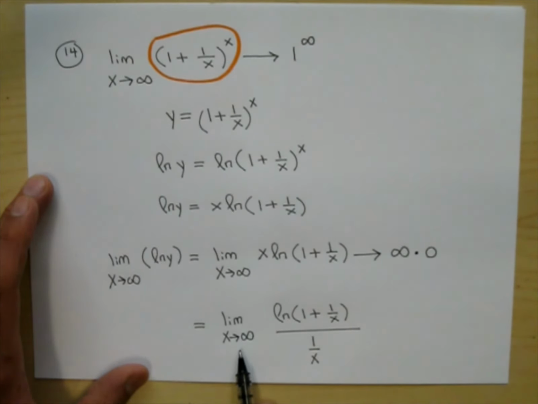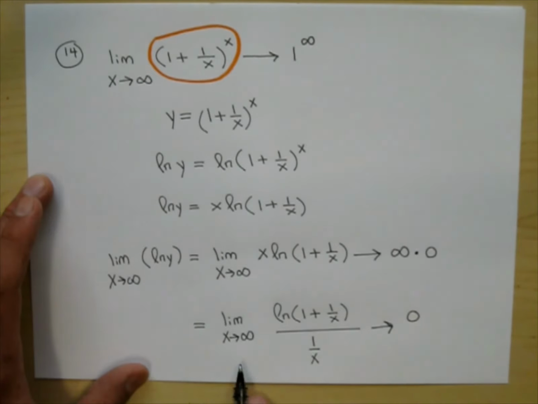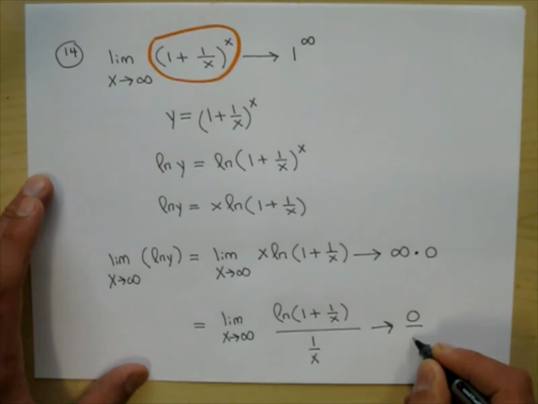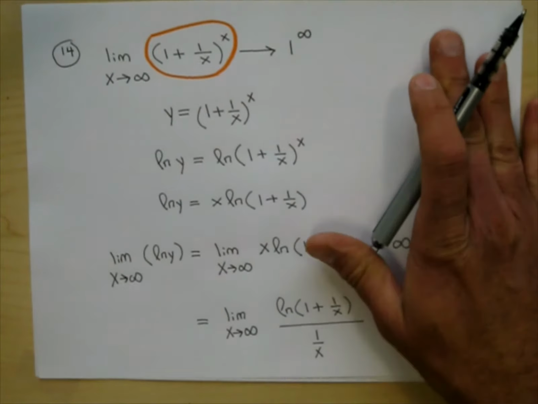And so let's see what happens as x approaches infinity. Well, the top is going to be the ln of 1 plus 0. So ln of 1 is 0. And on the bottom you have 1 over infinity, which is also 0. I need another piece of paper for this. So this is 0 over 0, in which we can now apply L'Hopital's rule to this expression.